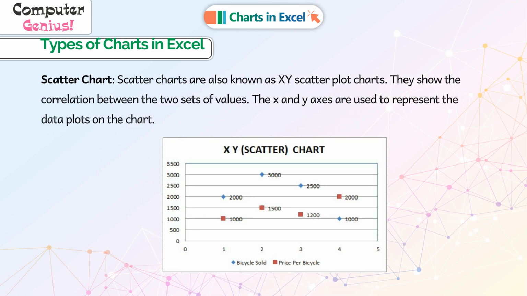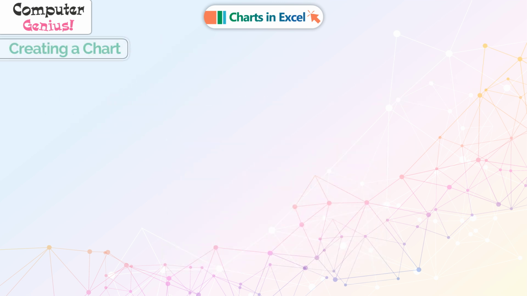Scatter chart. Scatter charts are also known as XY scatter plot charts. They show the correlation between the two sets of values. The X and Y axis are used to represent the data plots on the chart.